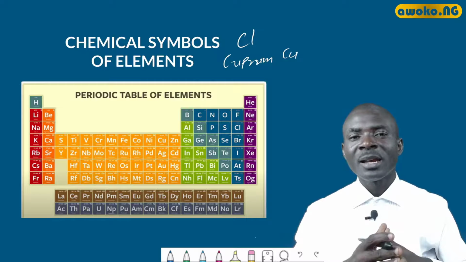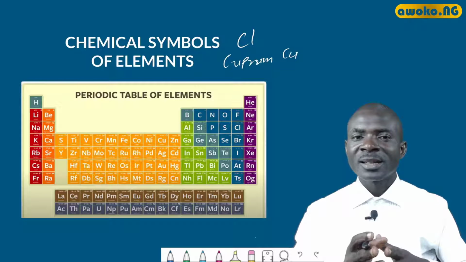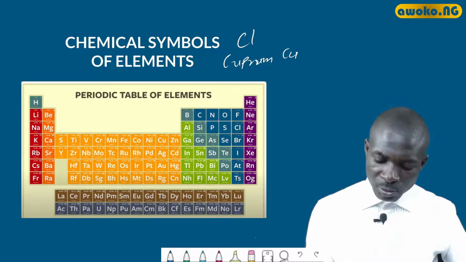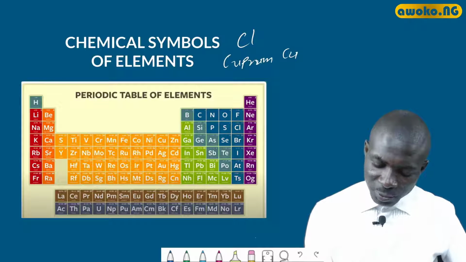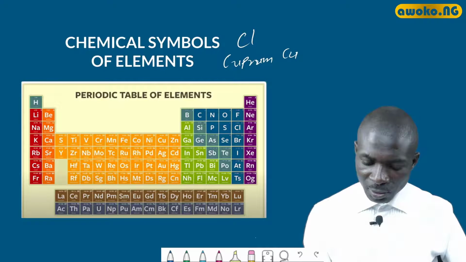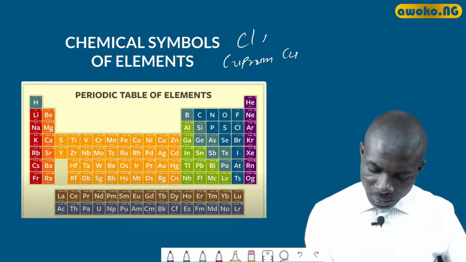We also have other elements like sodium, whose Latin name is natrium, and the symbol is capital letter N and small letter a. So we have sodium, with Latin name natrium, written as Na.